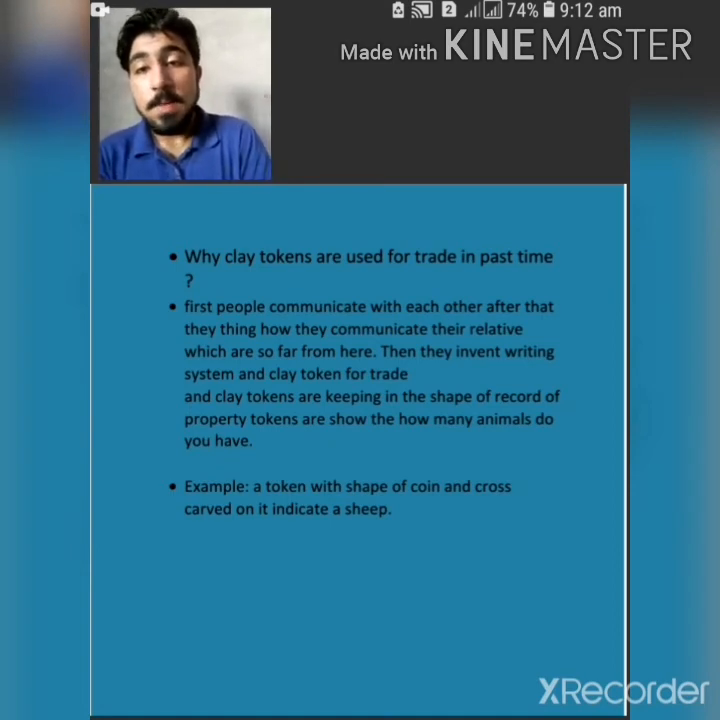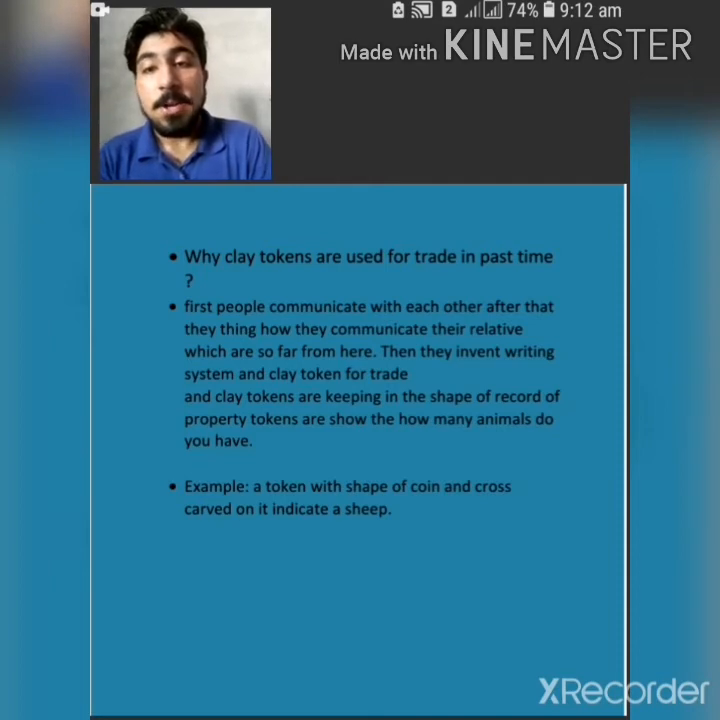After that, there was progress in the clay tokens. People used one token which indicated 10 or 20 sheep. It means after that they progressed in the clay tokens, and clay tokens are used for trade systems.